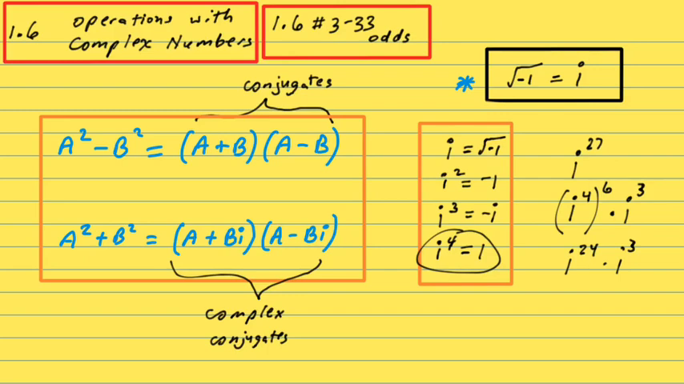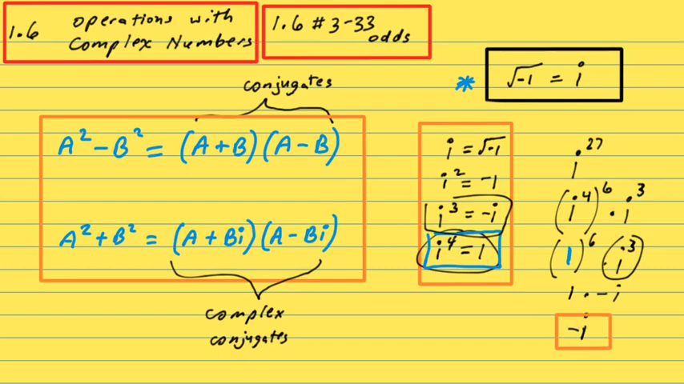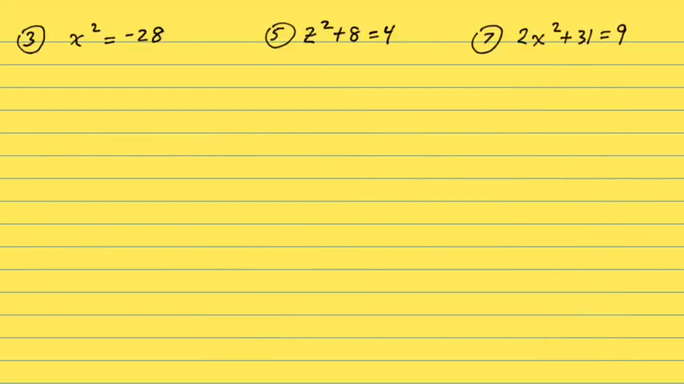So what is this? Let's erase just one little part here. What is i to the fourth? 1. 1 to the 6th is just 1. What's i to the third? -i. So this would simplify to just -i. I don't believe we're doing the powers of i in this, but I guarantee we're going to use the conjugates in some of this. Okay, I truly hope that you don't make these more difficult than you have to.